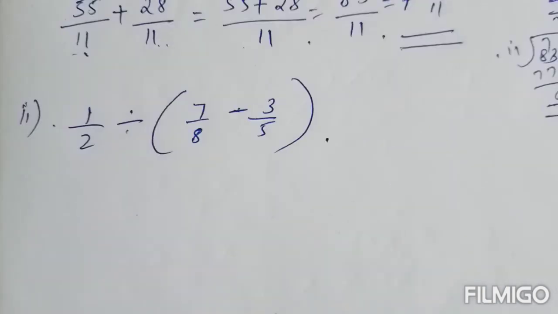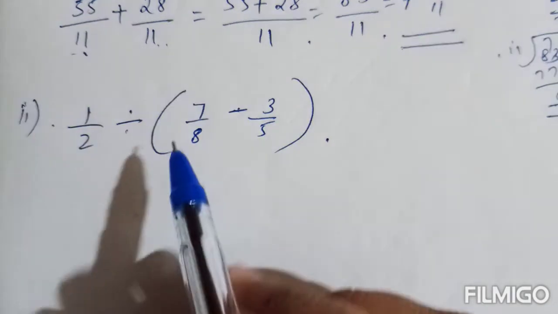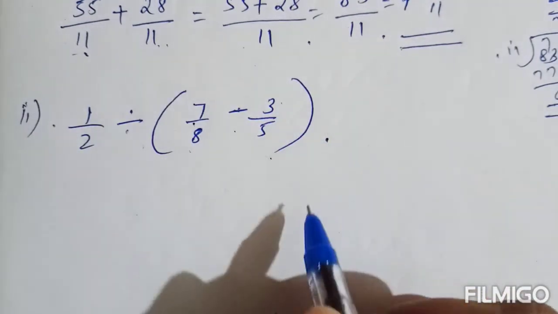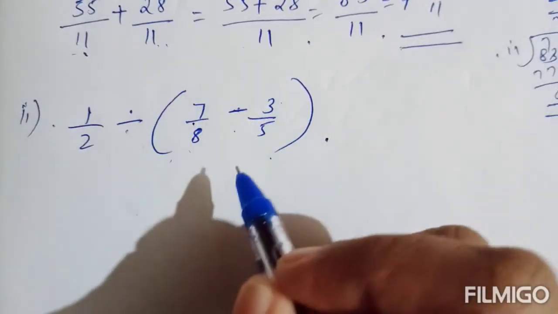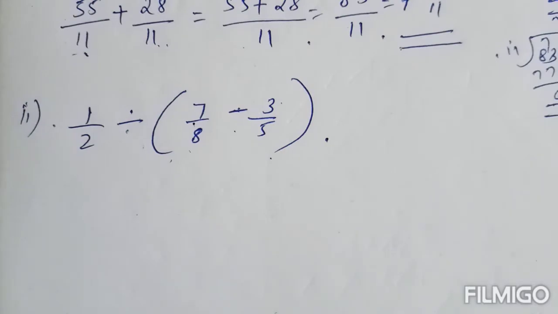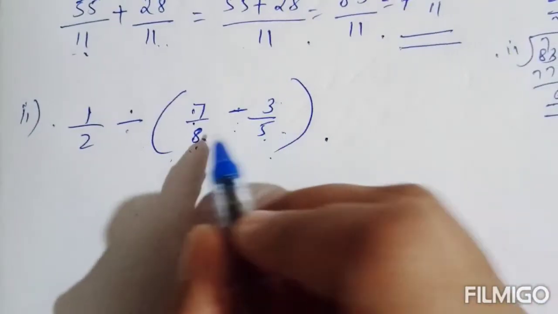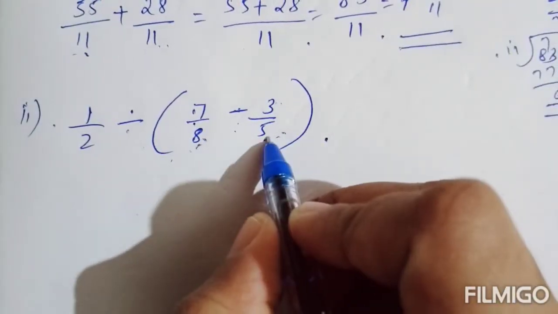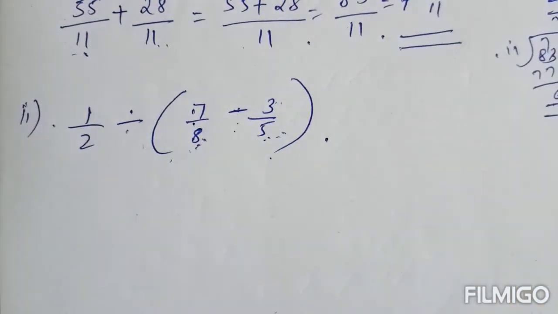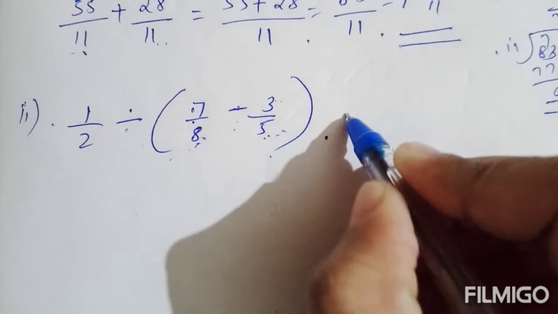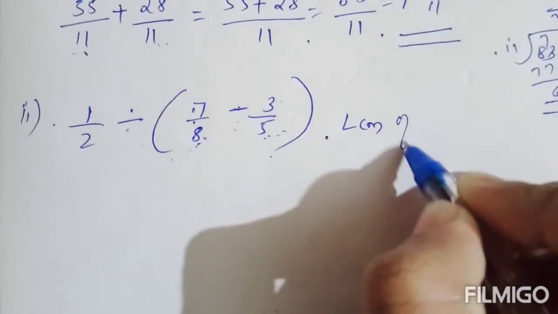In the second one, 1 by 2 divided by, in brackets, 7 by 8 minus 3 by 5. So here a bracket is given, you have to solve that first. 7 by 8 minus 3 by 5. First find this difference. So here the denominators are not the same. In order to do subtraction or addition, the denominator should be the same. But here it is different, so we have to make the denominator the same. How can we make the denominator the same? By taking the LCM of the denominators.